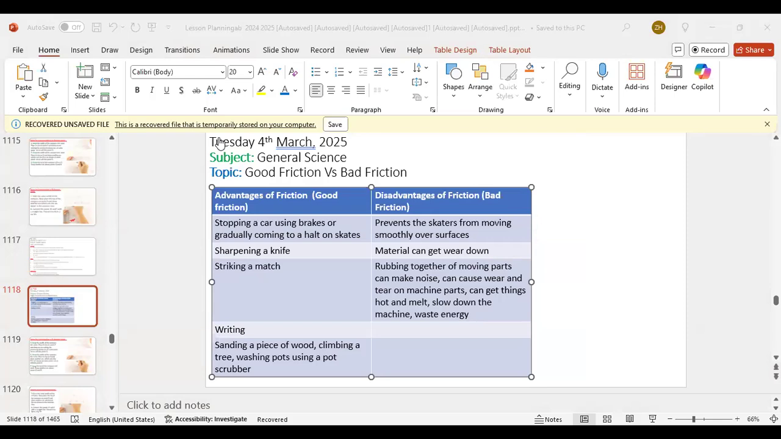Hitting metal onto concrete or something, like the sparks. Say it again. Like hitting metal against the concrete and the sparks. Okay, that's a good example.